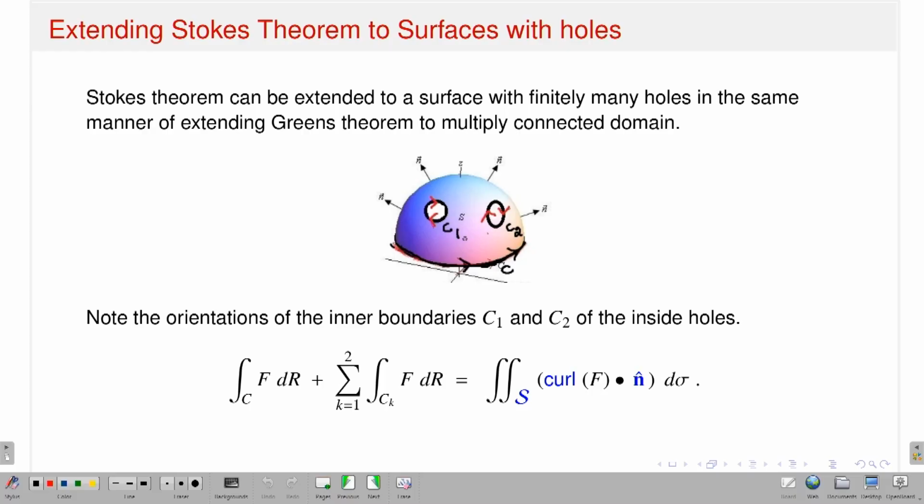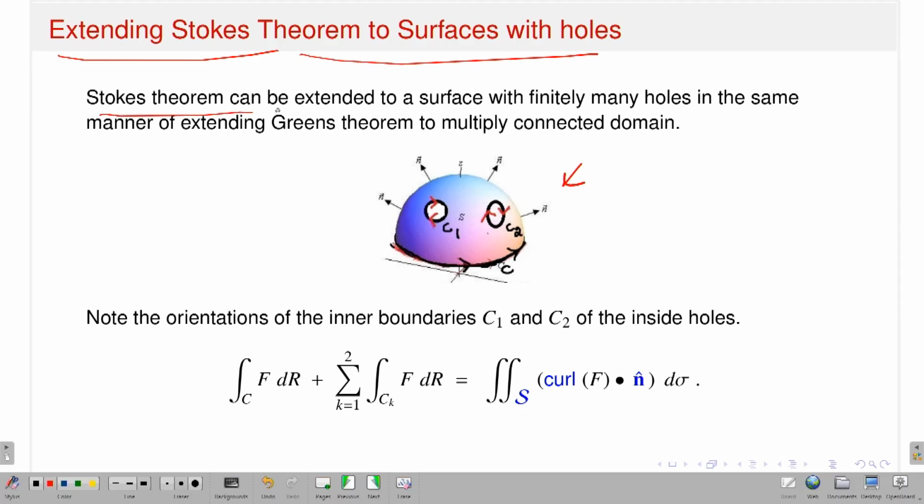Now I should discuss another kind of Stokes theorem. Earlier, we had a nice smooth surface with positive orientation, that means a unit normal vector pointing upward. This time I want to discuss Stokes theorem for a surface that contains a couple of holes, or finitely many holes. So this is the picture, and that's why I have written: extending Stokes theorem to surfaces with holes.